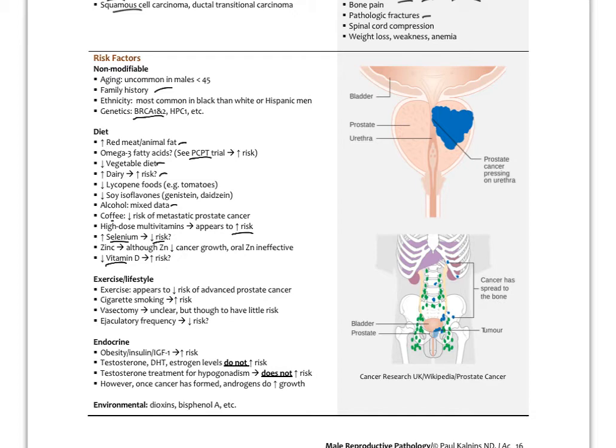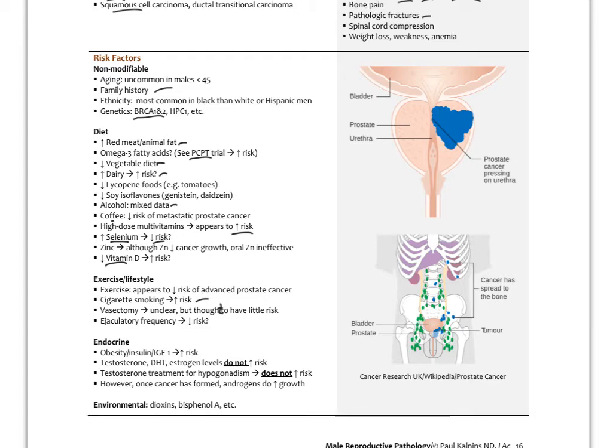Exercise appears to decrease the risk of advanced prostate cancer. Cigarette smoking increases the risk. Vasectomy, that's always a question people have. Will that increase my risk of prostate cancer? It's unclear, but it's thought to have little risk. And then we think that more frequent ejaculations, interestingly, might decrease the risk of prostate cancer. The evidence is a little sketchy on that.